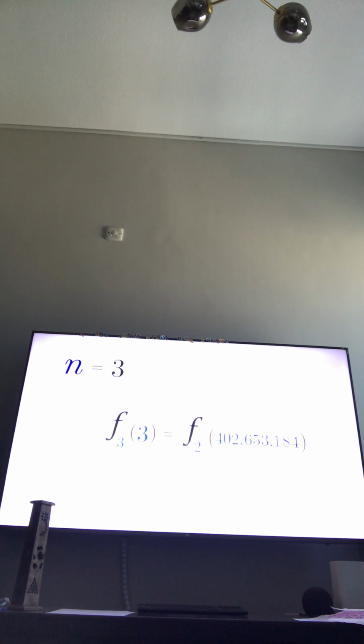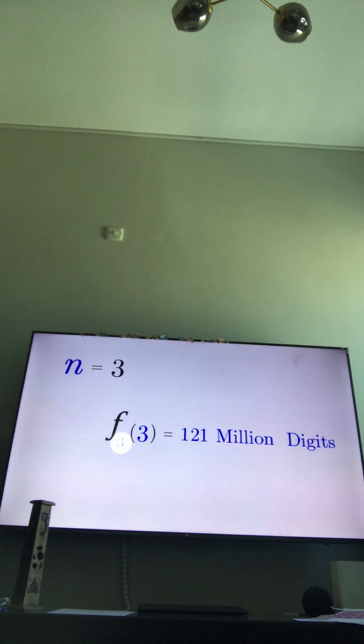Now f2 of 402 million, that's 2 to the power of 402 million times 402 million. That's around 121 million digits. But we're only at the third level.